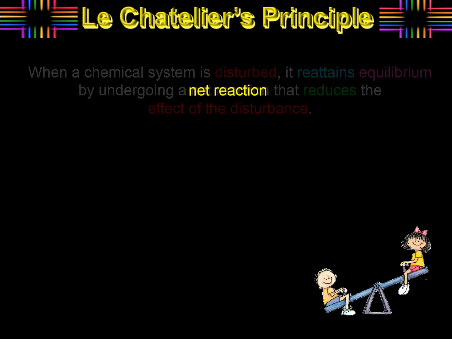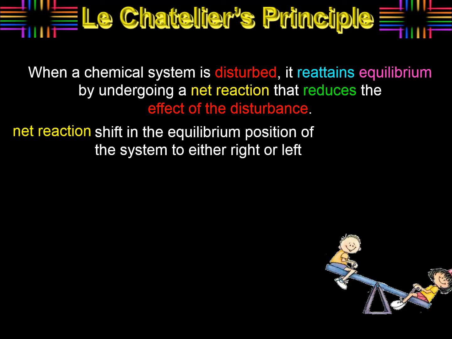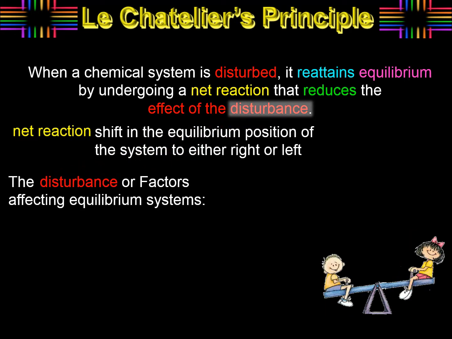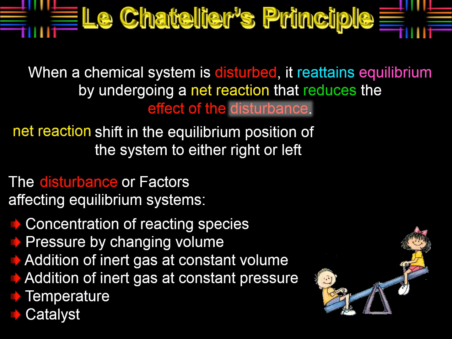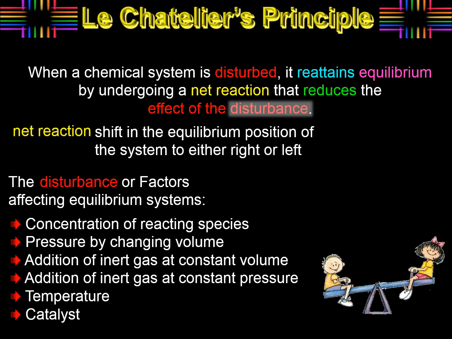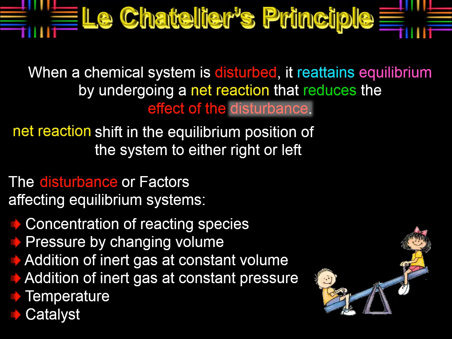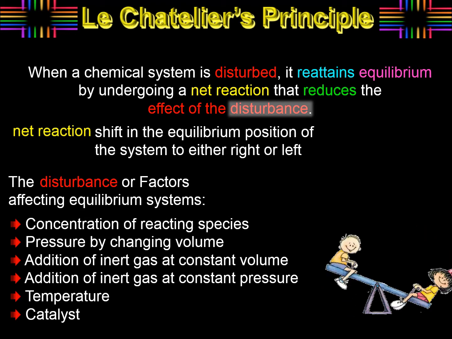Net reaction is the shifting in the equilibrium position, and in total, there are 5 disturbances or factors affecting an equilibrium system: concentration, pressure and volume, addition of inert gas at constant volume or constant pressure, temperature, and catalyst.